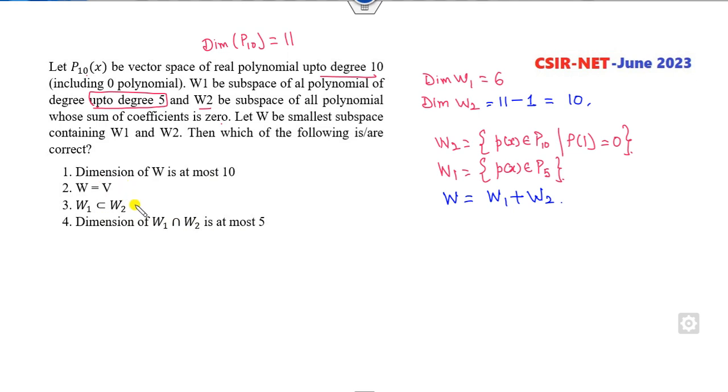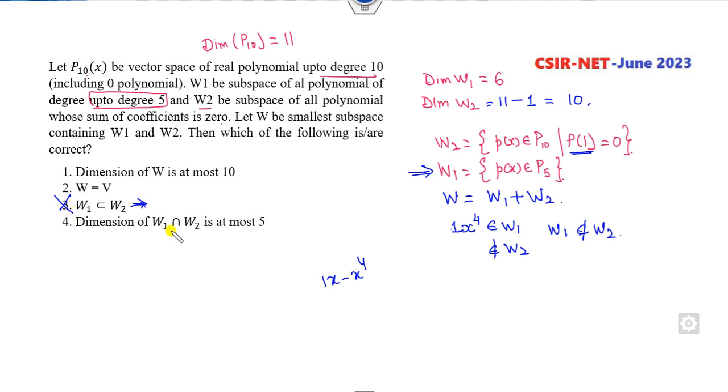Very simple. Firstly, we can see about here. If I consider any element from here, say x^4, this is in W1. Does it belong to W2? No. Why? Because W2 consists of all those polynomials whose coefficient will be 0, like x minus x^4, where the coefficient is 1 minus 1, 0. But here the coefficient is 1, which is non-zero. So it means W1 is not contained in W2. So this option is cancelled.